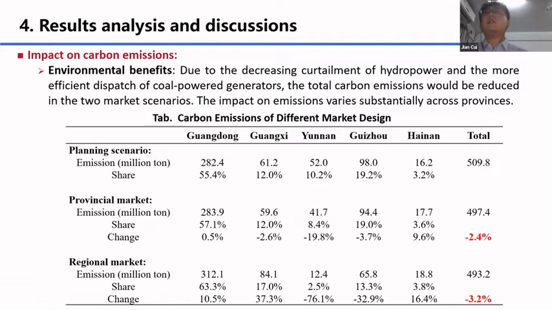And here is the impact on the carbon emission. Due to the decreasing curtailment of the hydropower and the more efficient dispatch of the coal-fired generators, the total carbon emissions will be reduced in the two market scenarios. You can also find that the impact on emissions varies substantially across the provinces, because the interprovincial trade change and the provincial generation structure is changed in these two market scenarios.